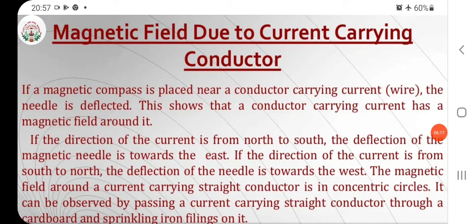What does it mean? It means that the conductor carrying current has a magnetic field around it. That means a current carrying conductor behaves like a magnet. That is why the compass needle shows deflection.